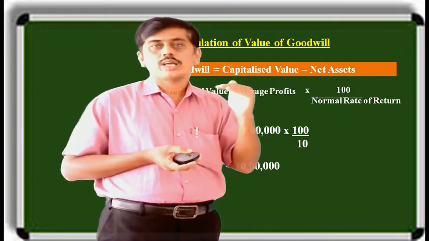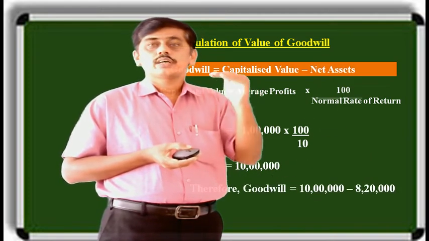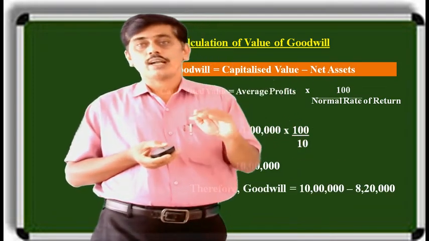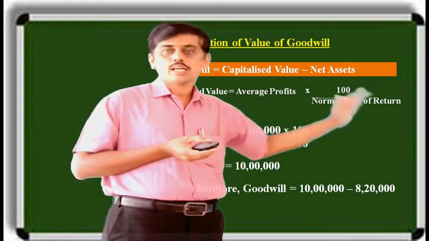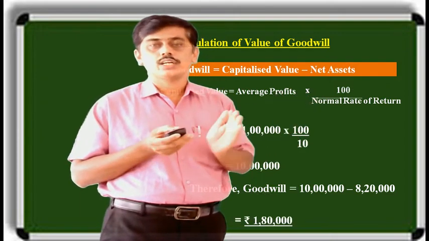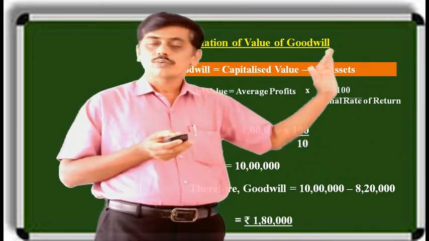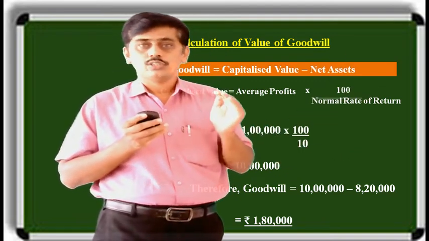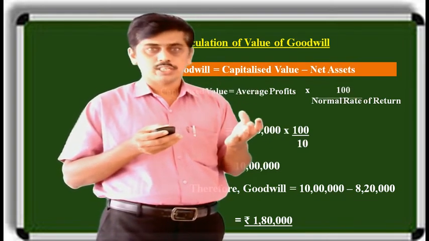So here capitalized value is 10 lakhs and goodwill equals capitalized value minus net assets. Therefore, goodwill equals capitalized value how much? 10 lakhs. Net assets how much? Given in the problem. That is 8,20,000. 10 lakh minus 8,20,000 comes to how much? Rupees 1,80,000. So 1,80,000 is the value of goodwill under capitalization method. So this is how the value of goodwill is to be calculated under capitalization method.